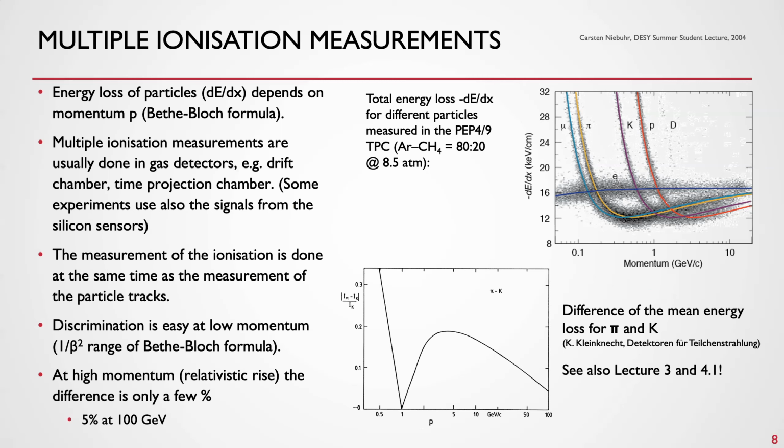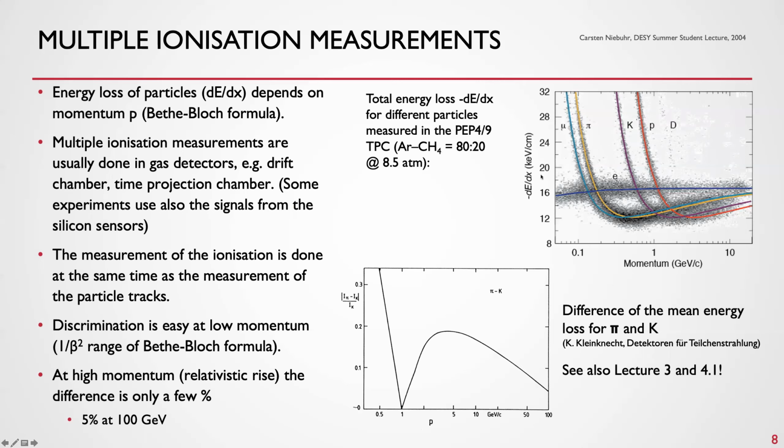At least the main cases, the prominent cases, are all time projection chambers and other gaseous detectors. The measurement of the ionization is done at the same time as the measurement of the particle track. In a TPC, the track is followed through the whole detector volume, the momentum is measured, and the energy loss is measured at the same time. The discrimination is then easily done at low momentum, where the 1 over beta squared range of the Bethe-Bloch formula is dominant.